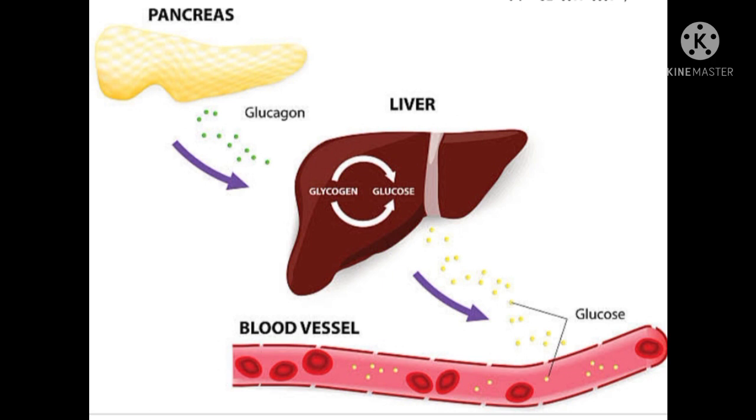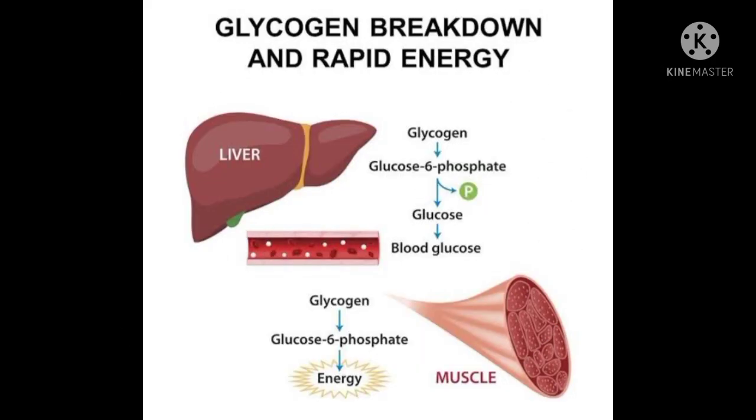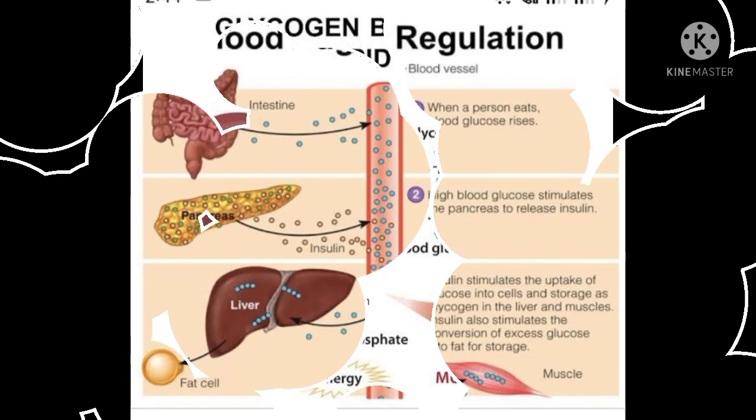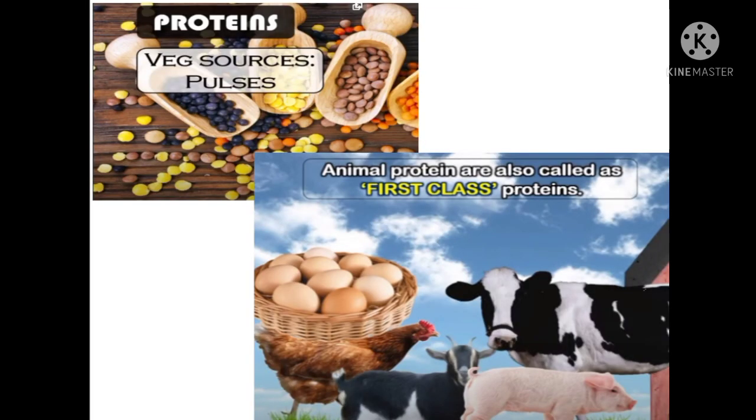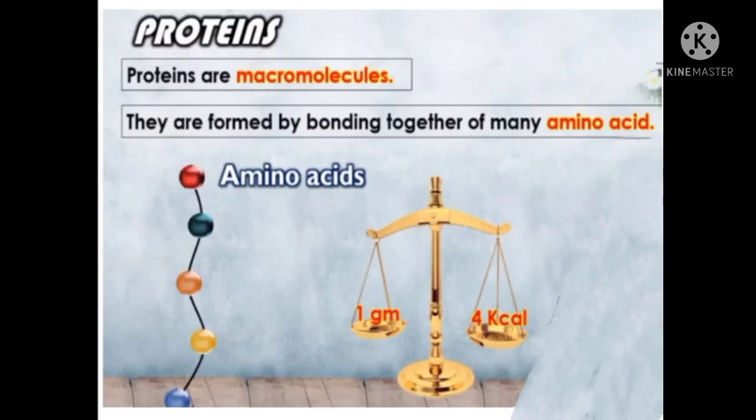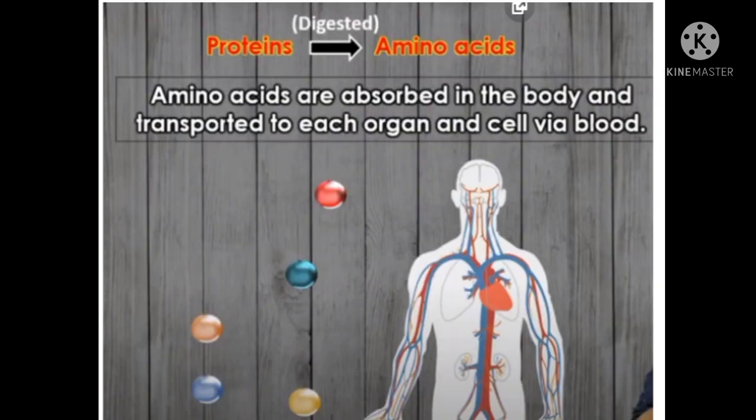Excess carbohydrates are stored in the liver and muscles in the form of glycogen. Proteins are macromolecules formed by bonding together many amino acids. Proteins of animal origin are first class proteins. We get 4 kilocalories of energy per gram of protein. Amino acids are obtained after digestion of proteins.